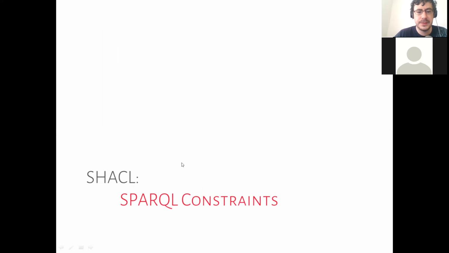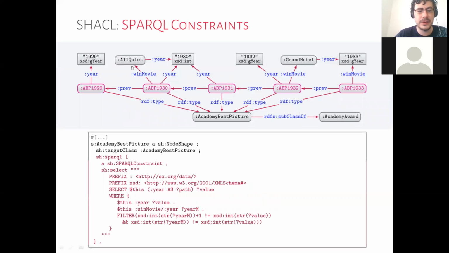Okay, so another type of constraint we can specify is to directly write a SPARQL query that will give us all of the constraint violations. So the things that break the constraint. So if we want to, in our shape described in SHACL, we can use this SPARQL constraint. So we just say, okay, we have a shape for Academy Best Picture, where we're targeting the class Academy Best Picture. So we're targeting all of the instances of Academy Best Picture.